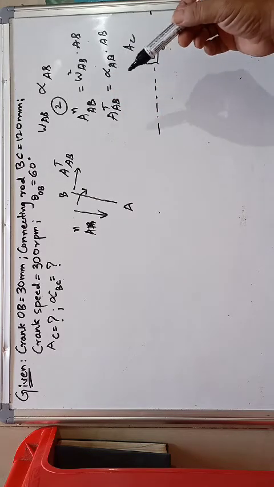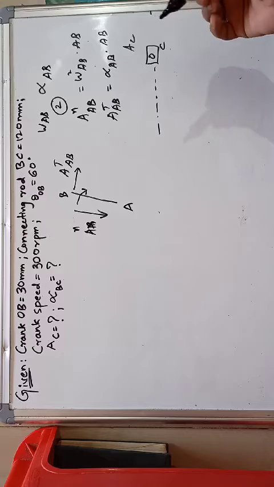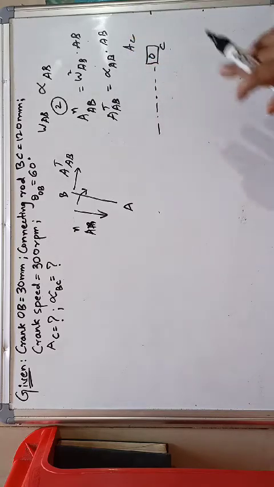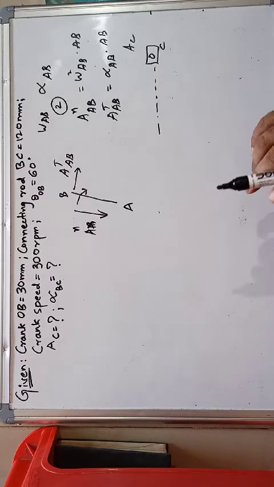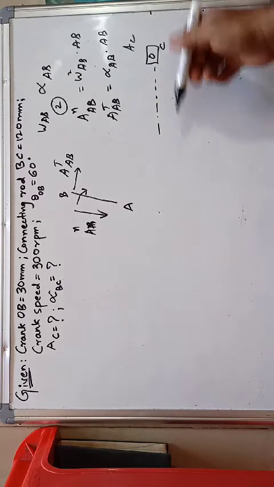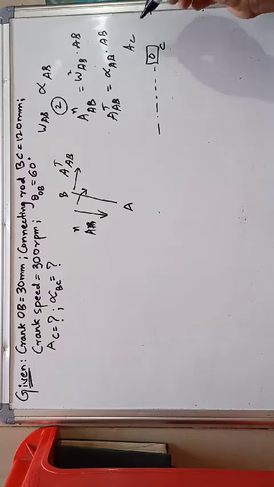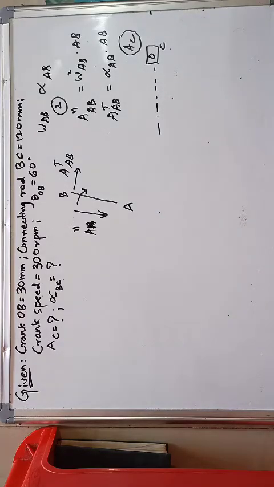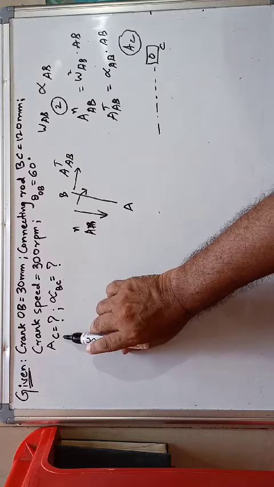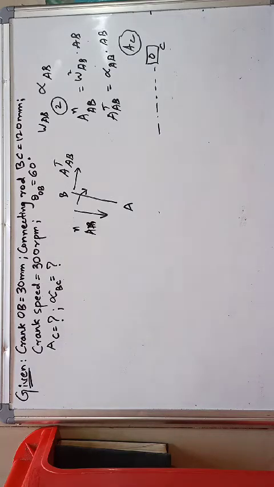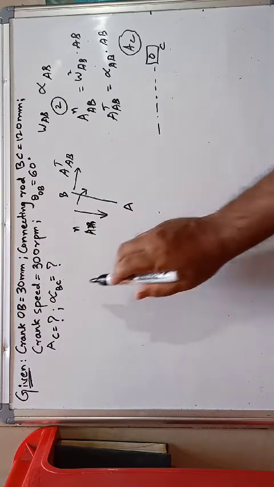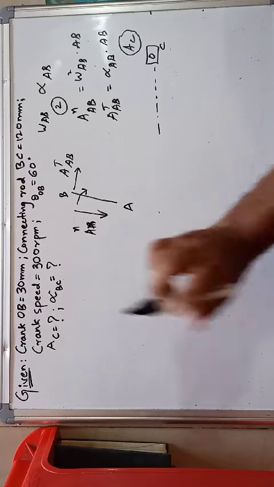Once again I am repeating, the normal and tangential components will come into the picture for those elements having either rotary motion or oscillatory motion. And for linear or reciprocatory motion, we are going to get the linear acceleration only. Therefore in this problem, AC is written. C is the slider, so AC is the linear acceleration of the slider, and alpha BC is the angular acceleration of the link BC.